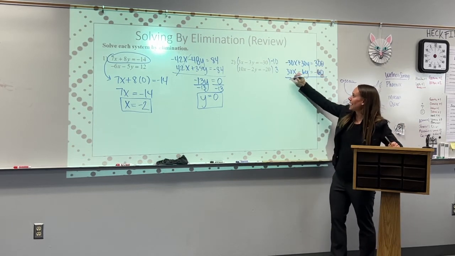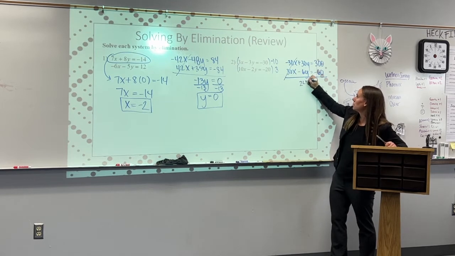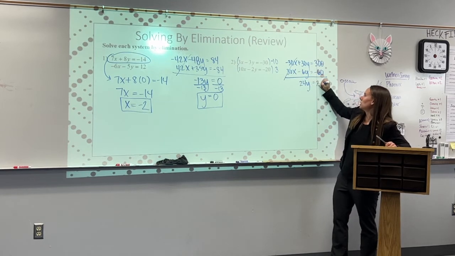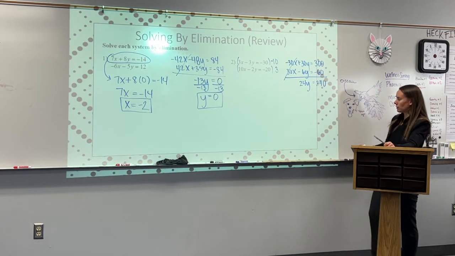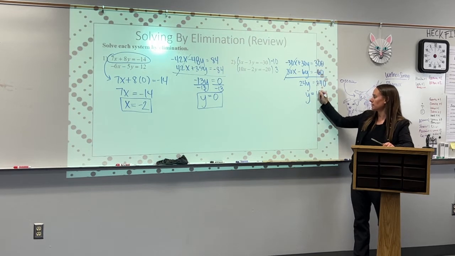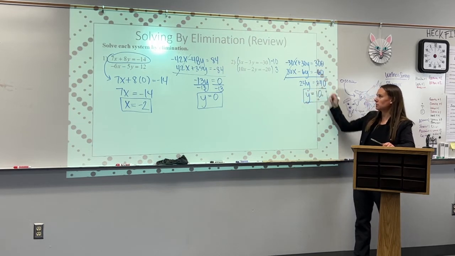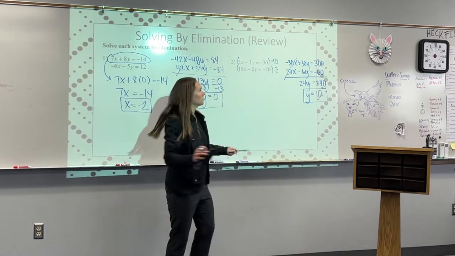All right, so let's go ahead and add down. That disappears. This gives me 24y, and that gives me 240. Dividing by 24, what do we get for our y? 10. Okay, so we're halfway done. Anyone have a preference for which equation we substitute into?